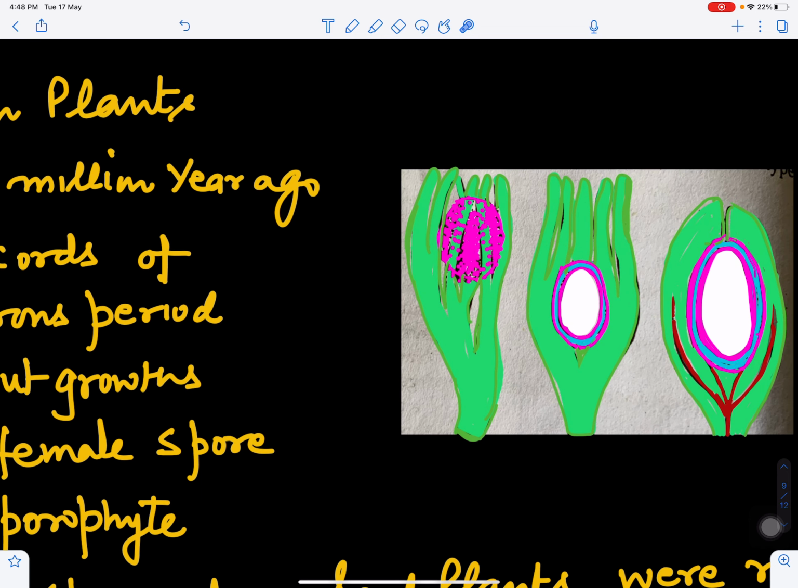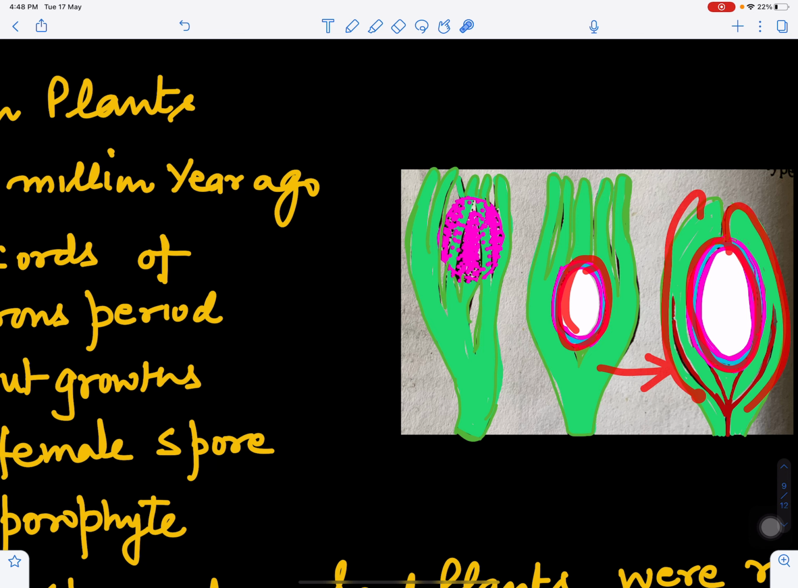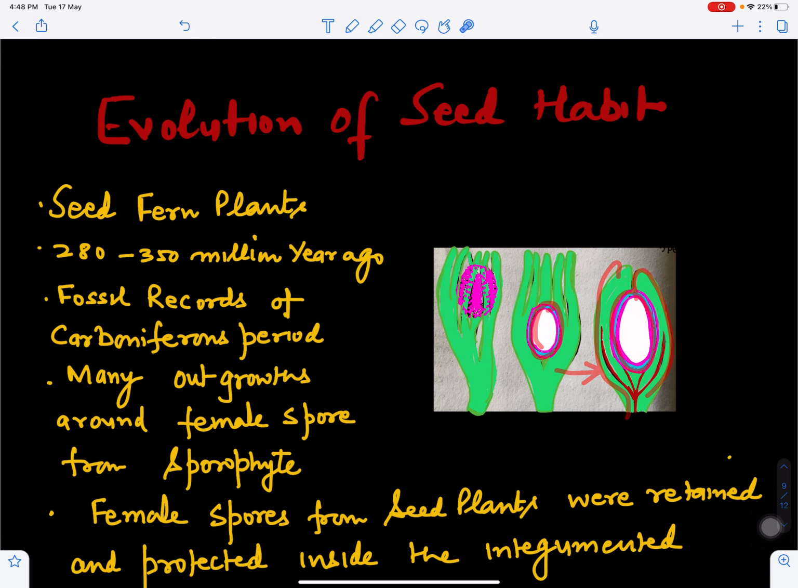We can see here, like this is the spore, and around it there are coverings that are covering it. Gradually this became fused with the covering. So ultimately this has got converted into ovule. Now this is the nucellus part and this has turned into integumented part like this. So we can see that this is closely linked with the seed fern plant. This arose about 280 to 350 million year ago.